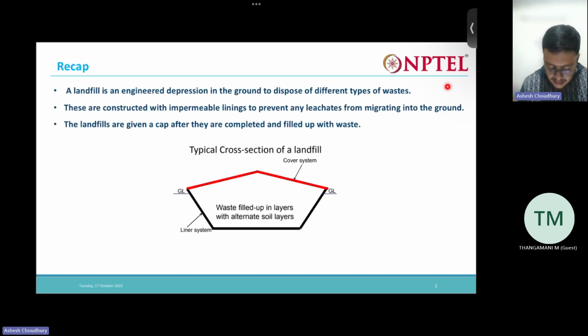And also this cover of the landfill prevents these gases from passing directly. Okay, so we can install a filter system through which the gases which develop in the waste are passed in an engineered way.